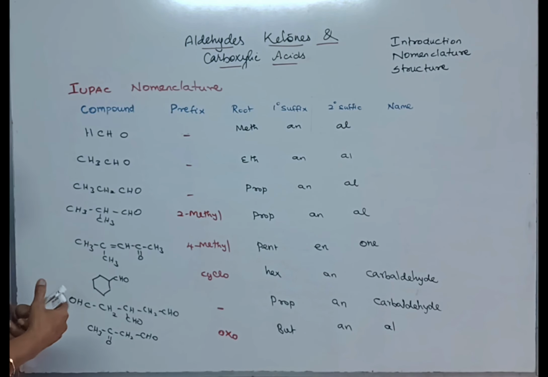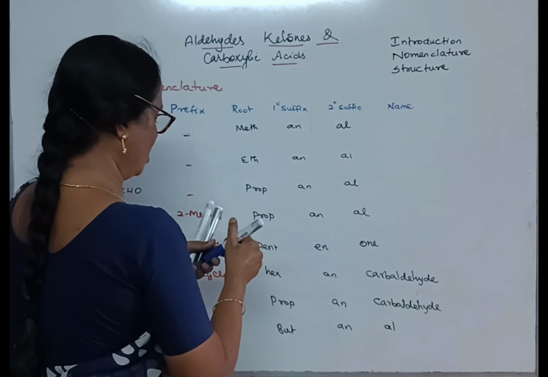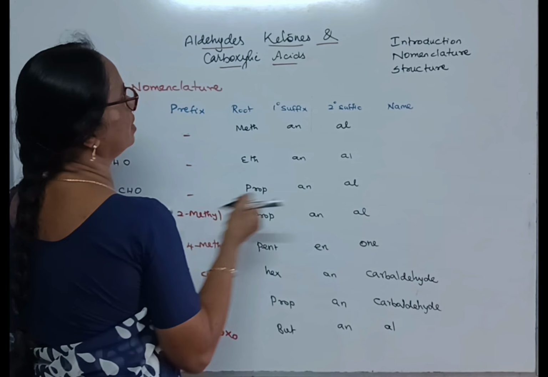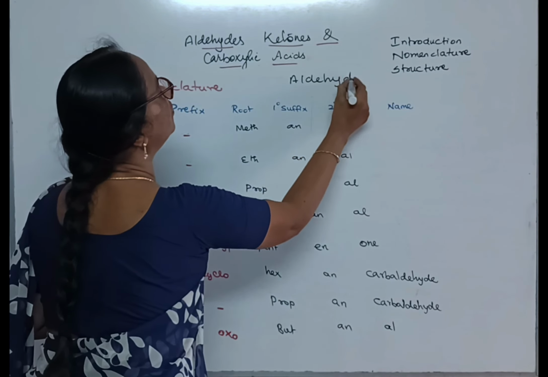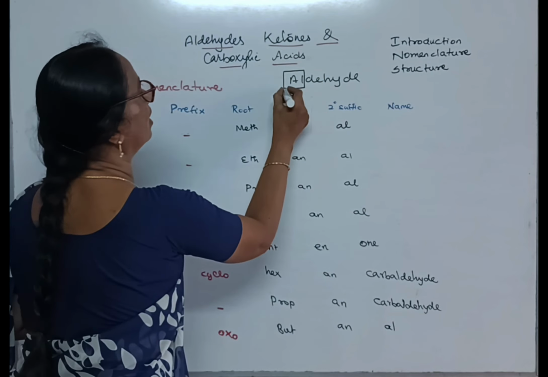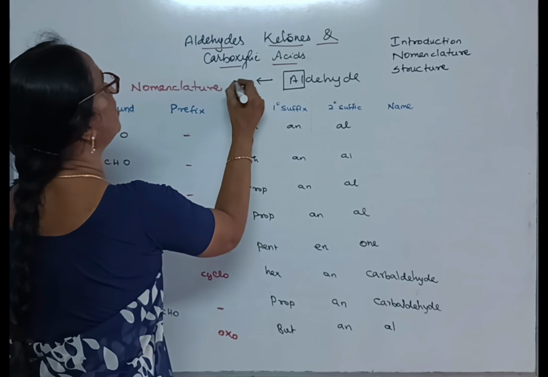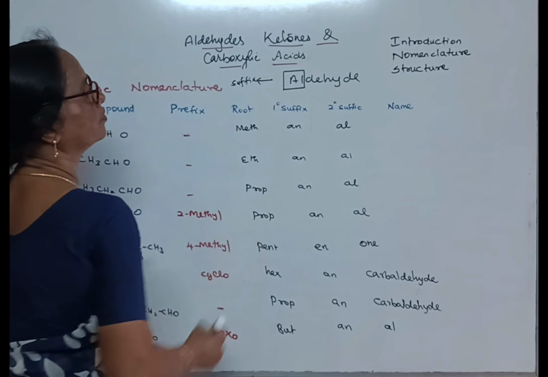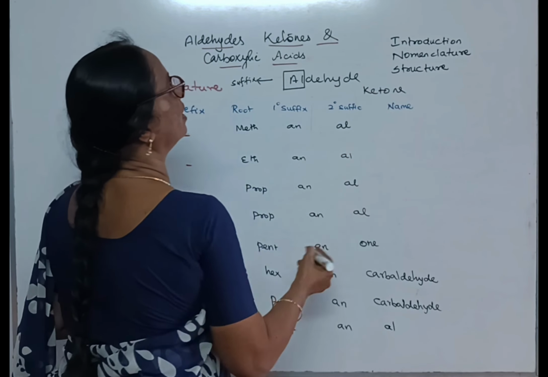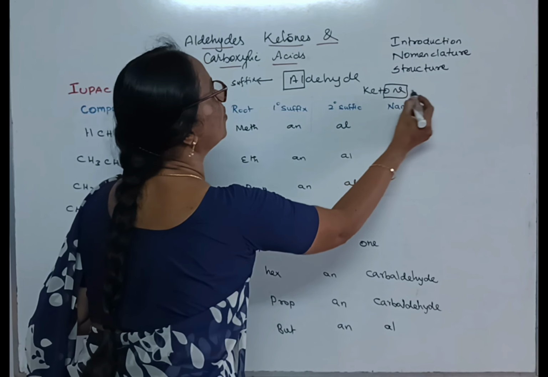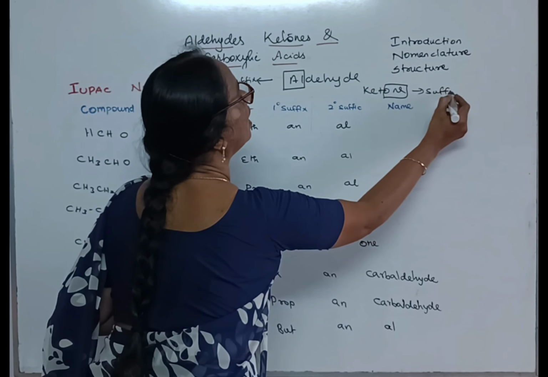IUPAC nomenclature of aldehydes and ketones. In IUPAC nomenclature the suffix is AL, because for aldehyde the first 2 letters AL make the suffix of aldehyde, and in ketone, the ending ONE makes the suffix of ketone.